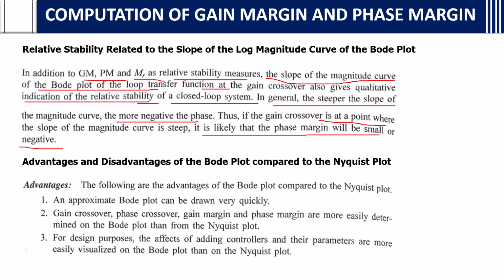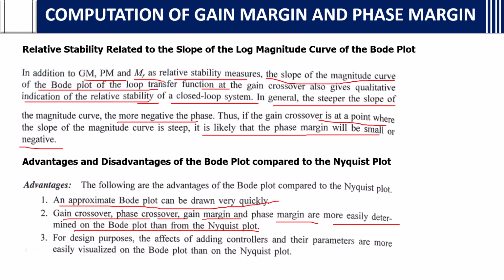Advantages and disadvantages of the Bode plot compared to the Nyquist plot. The Nyquist plot we have not discussed yet; we will just see the comparison. The following are the advantages of the Bode plot. An approximate Bode plot can be drawn very quickly. Gain crossover, phase crossover, gain margin and phase margin are more easily determined on the Bode plot than the Nyquist plot. When you study the Nyquist plot, you can make the comparison. Just remember that you can determine these easily and quickly in the Bode plot.